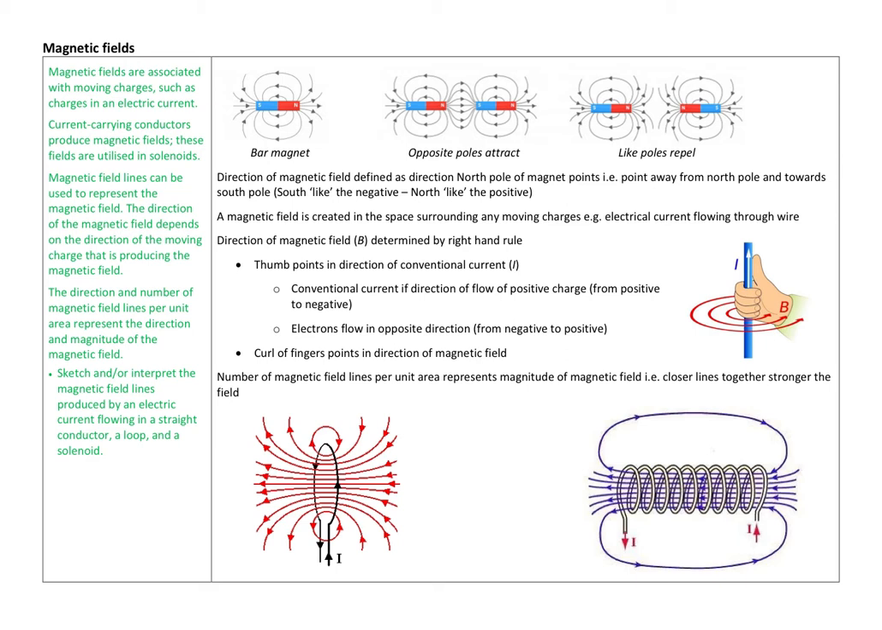Not super hard, but maybe a little confusing, but this is the key thing. This is the key skill you need to be able to do. Sketch and or interpret the magnetic field lines produced by an electric current flowing in a straight conductor, a loop, and a solenoid. And that is what we're going to focus on.